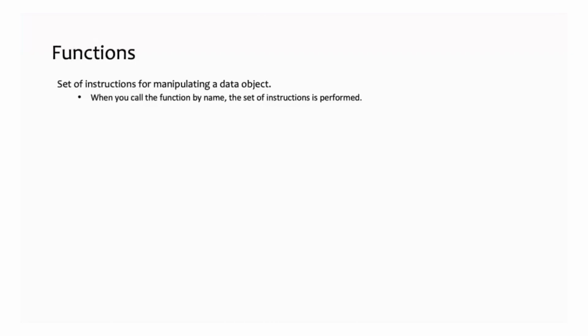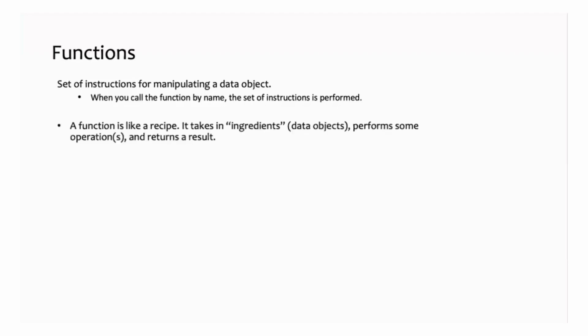So let's talk about each of these things in a little bit more depth. The first and sort of most lengthy explanation we'll provide is about functions. Functions are sort of the backbone of programming. And functions really include a set of instructions for manipulating a data object or multiple data objects. And when you call a function by its name, that set of instructions is performed. So it's sort of a way of saving and enacting a set of operations in a shorthand way.